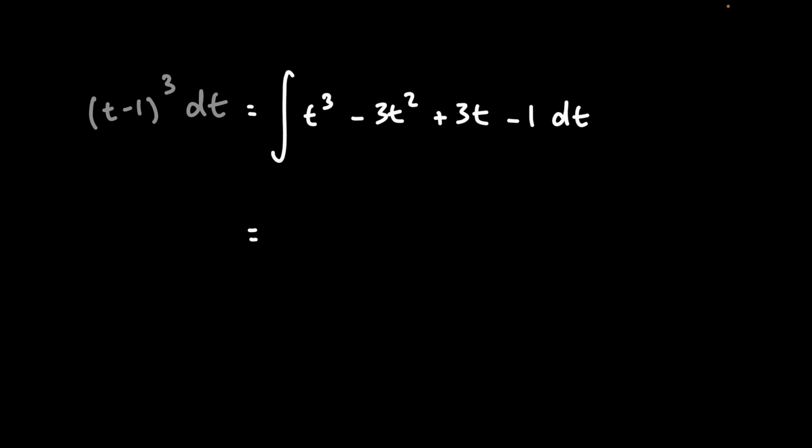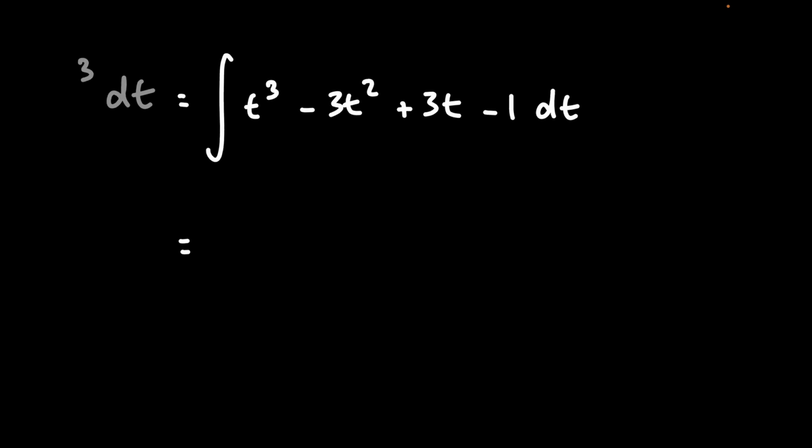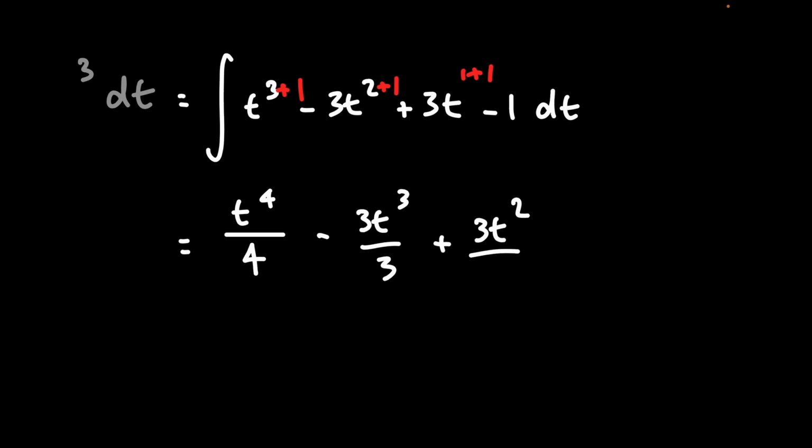So now let us integrate this out. This is the same as add 1 to the power for this one here. That gives us t to the power of 4 divided by the new power. Then you add 1 to the power for 3t squared. You get minus 3t cubed over 3. Add 1 to the power for this one here for 3t. Then we get plus 3t squared all over 2. And then integrating a constant, you can simply just add x to it. So in this case, the integral of minus 1 is just minus x plus c.